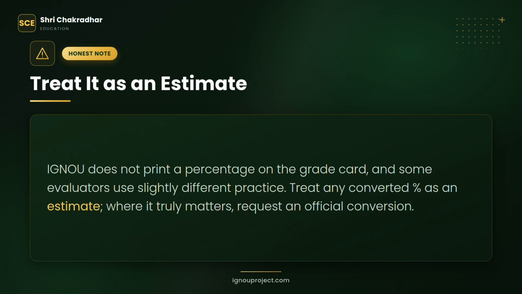A quick, honest note: some programs and evaluators may apply slightly different conversion practices, and IGNOU does not print a percentage directly on your grade card at all. So treat any converted percentage as an estimate, and, where it truly matters, request an official conversion through your regional center.